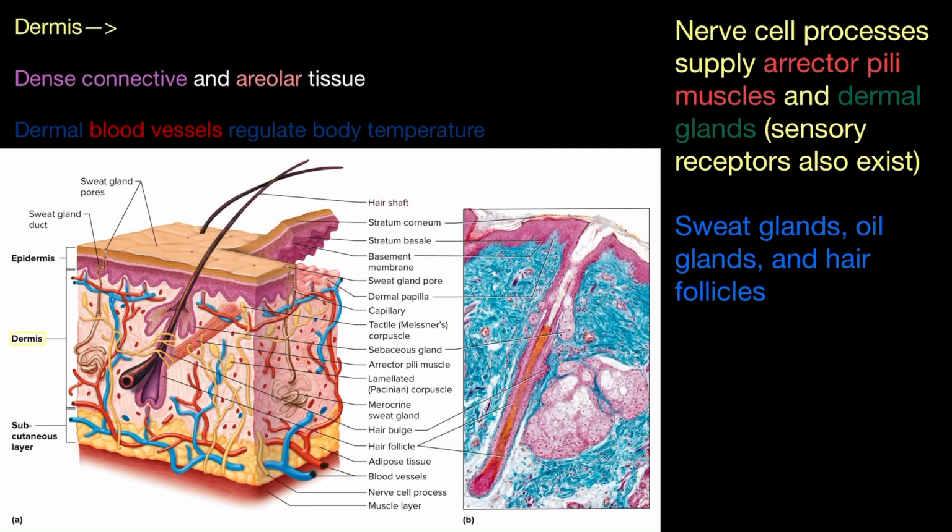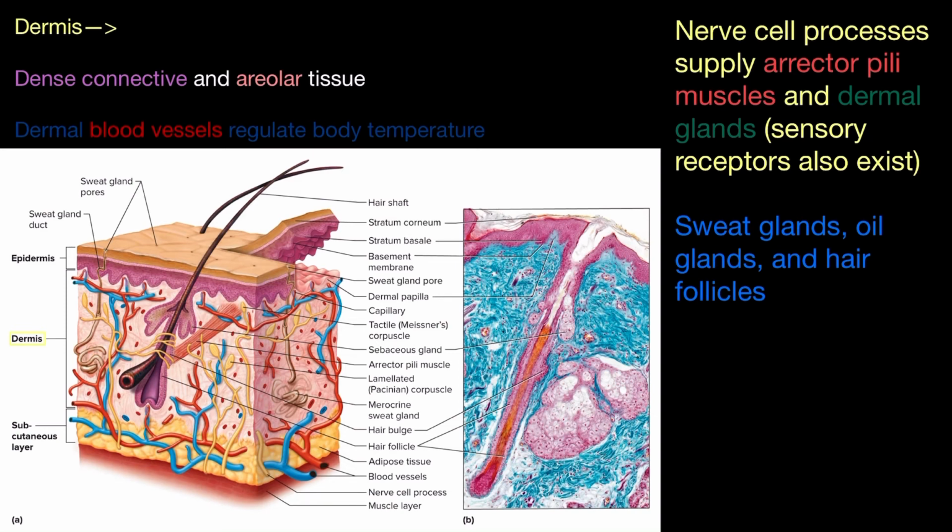Now, nerve cell processes supply erector pili muscles and dermal glands. So there are obviously a lot of sweat glands, oil glands, and hair follicles that you're going to have within your dermis. Okay, those sweat glands are going to be innervated by your nerves, or little nerve endings.